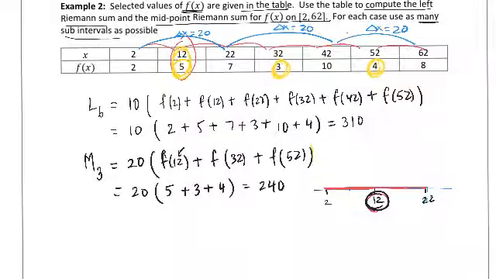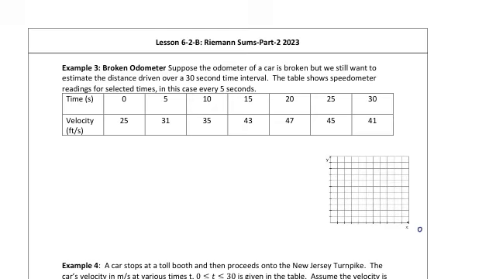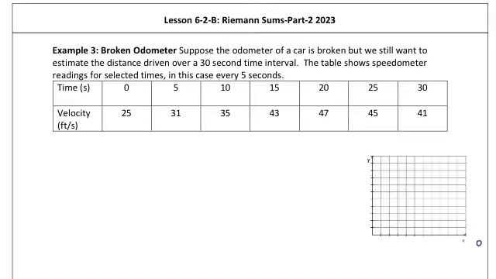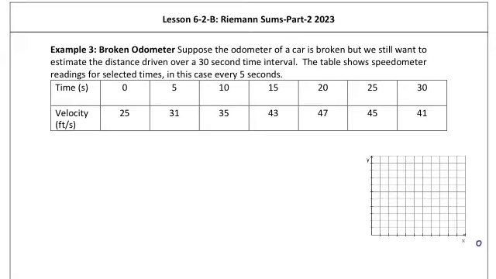Okay, this next problem is the broken odometer, which means an odometer is a dial or a meter that reads the distance traveled. And a speedometer is the one that reads the velocity, right? So they're saying, imagine that your odometer is broken, but you still want to know your distance driven or traveled over this 30-second time interval that the table shows.